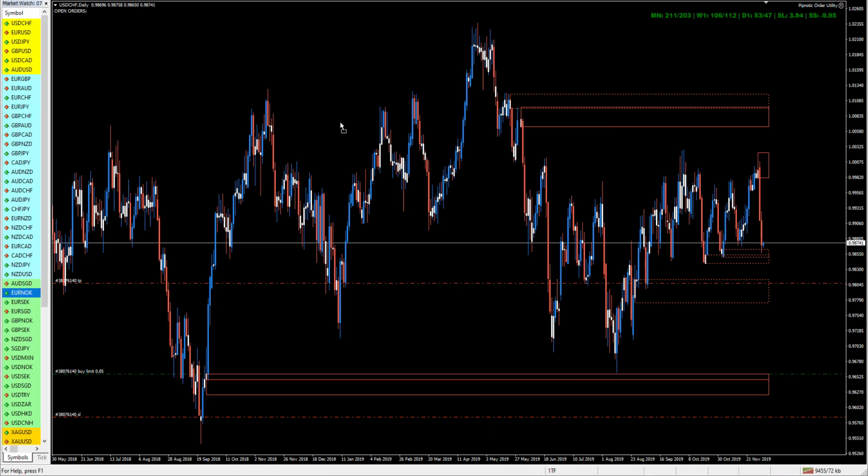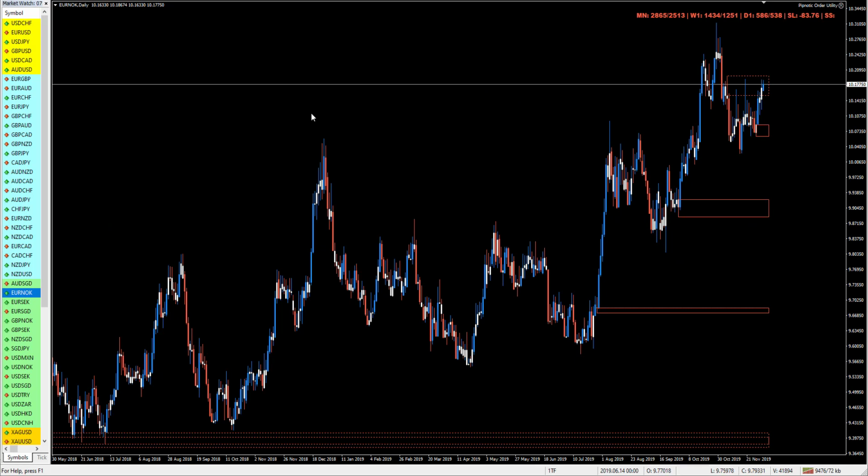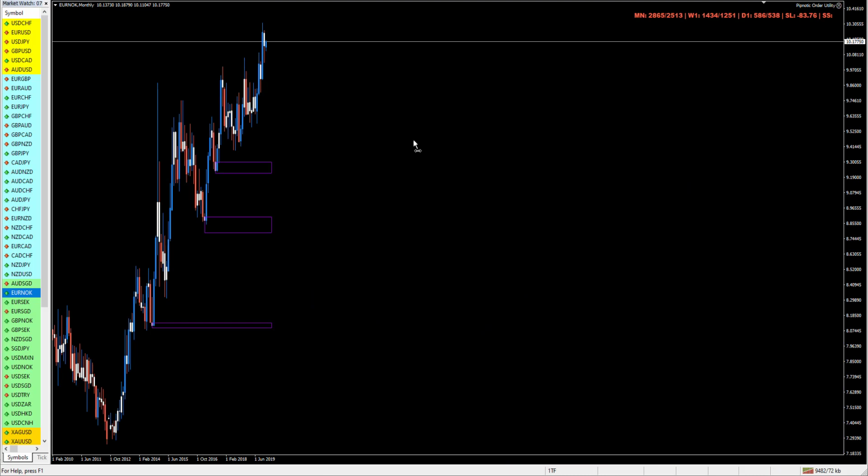Let's have a look at this one here. Let's have a look at the euro Norwegian dollar. If we go to the monthly chart on the right, we don't have enough data, so I can't see what the sell side looks like. All we can see is buy data.